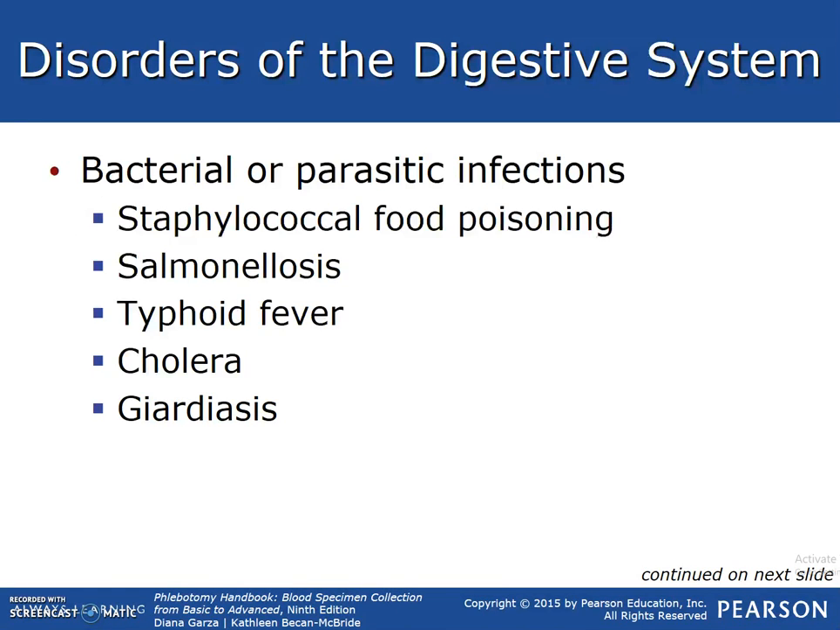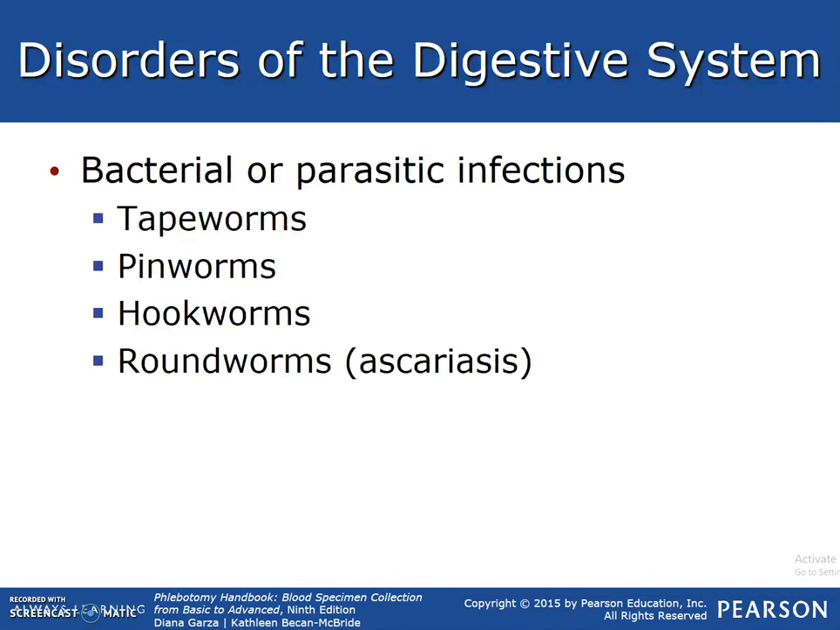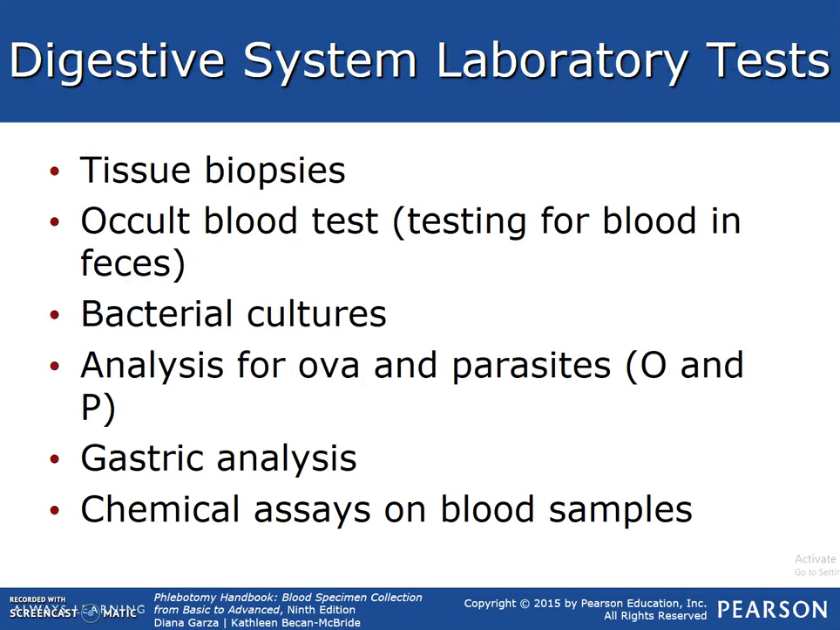Gallstones, and bacterial or parasitic infections, which would include staphylococcal food poisoning, salmonella, typhoid fever, cholera, Giardia, tapeworms, pinworms, hookworms, and roundworms. So the digestive system laboratory tests include tissue biopsies, occult blood tests, which we will cover in our non-blood specimens in our phlebotomy course, bacterial cultures, analysis for ova and parasites, gastric analysis, and chemical analysis on blood samples. Again, this will be covered in detail in Chapter 16 in our phlebotomy handbook.